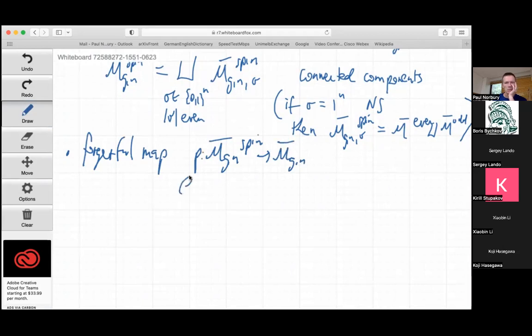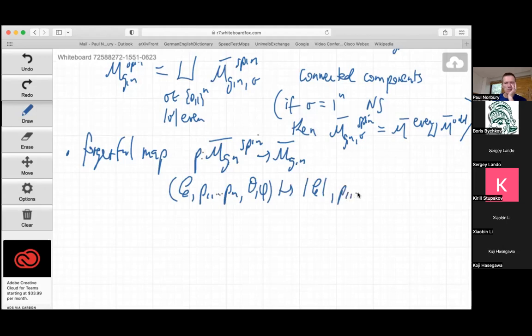So this maps to C. What was the data? P1 through Pn. Did theta come earlier? Let me put it here, I can't remember what order it was. This is going to map to C, P1. So we forget the spin structure, but we also forget the orbifold structure. This is the underlying coarse curve that is not orbifold.